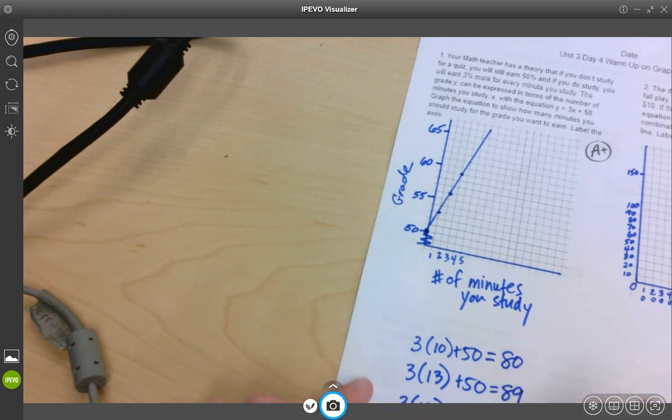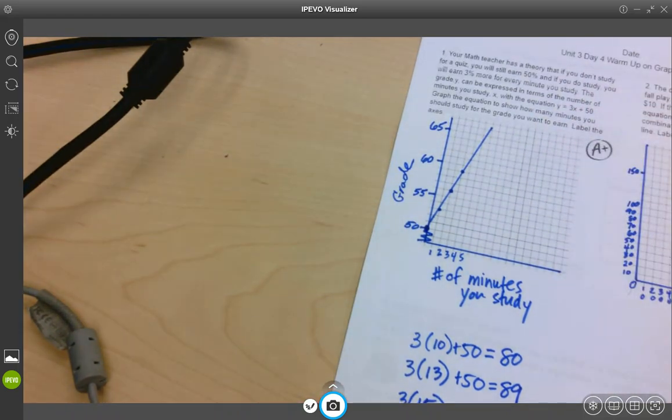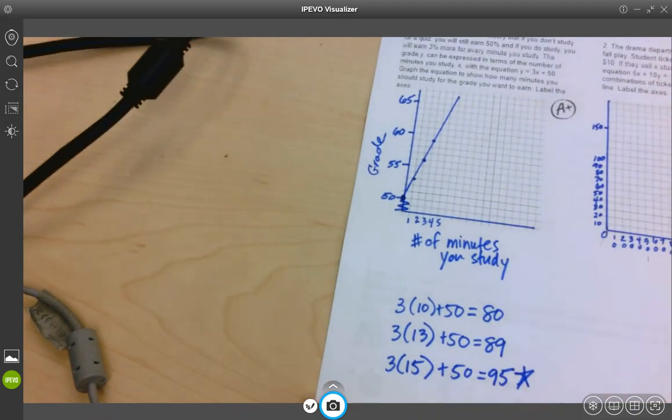So 45 plus 50, that gives me a 95. All right, so maybe I should be studying 15 minutes to see if I can get an A on my quiz. Excellent. So in this case, maybe I should have given you a bigger graph. Amara was pointing that out to me for the second one. He wanted a bigger graph, right?